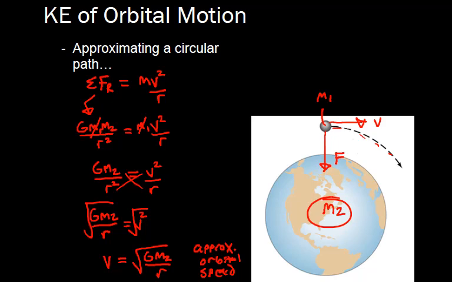And so this would give us the approximate orbital speed, assuming a circular orbit, where we're looking at the mass m2 of the Earth in this case, and how far away we are from the center of the object to the center of the Earth, and we can figure out approximately how fast it's going.